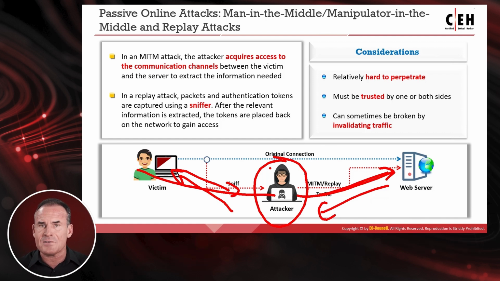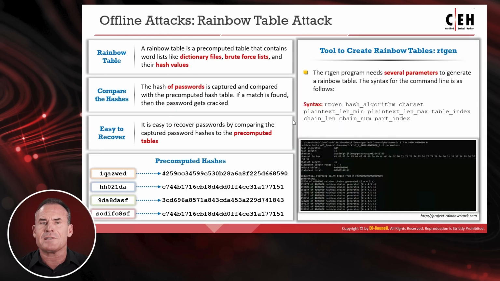So clear text obviously would be immediately reusable. Anything that's sent in encrypted form would have to be cracked. So there's plenty of examples of man-in-the-middle attacks at different layers of the OSI model. We're going to talk about layer 2, layer 3, layer 7, impersonating access points. There's bunches of ways to do that.